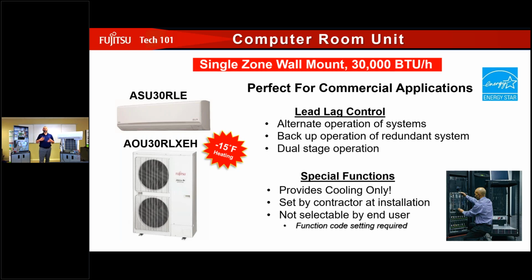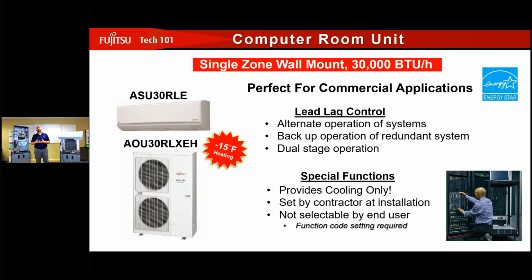And also we have the alternate operation. So basically what it does is the first demand comes on, unit A will come on, cover the demand, and the next demand comes on, unit B takes over from there. So one unit is not going to be overworked.